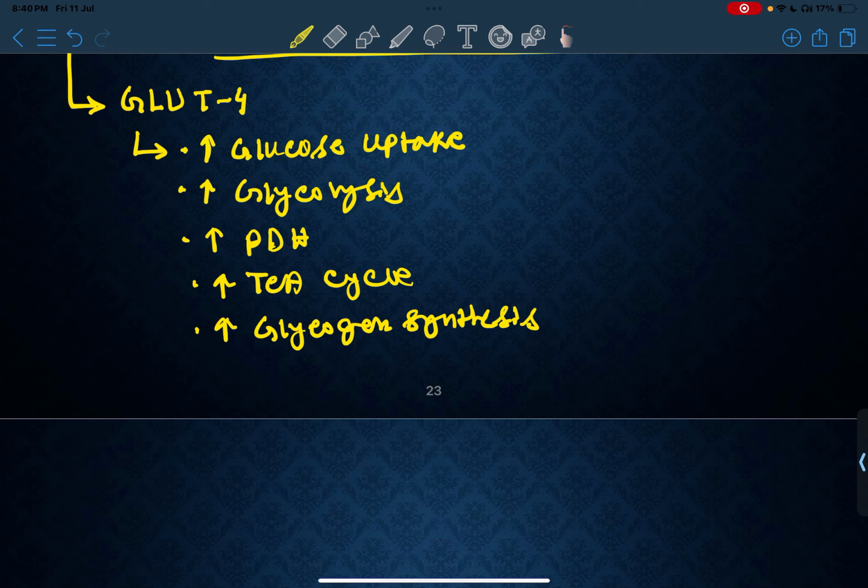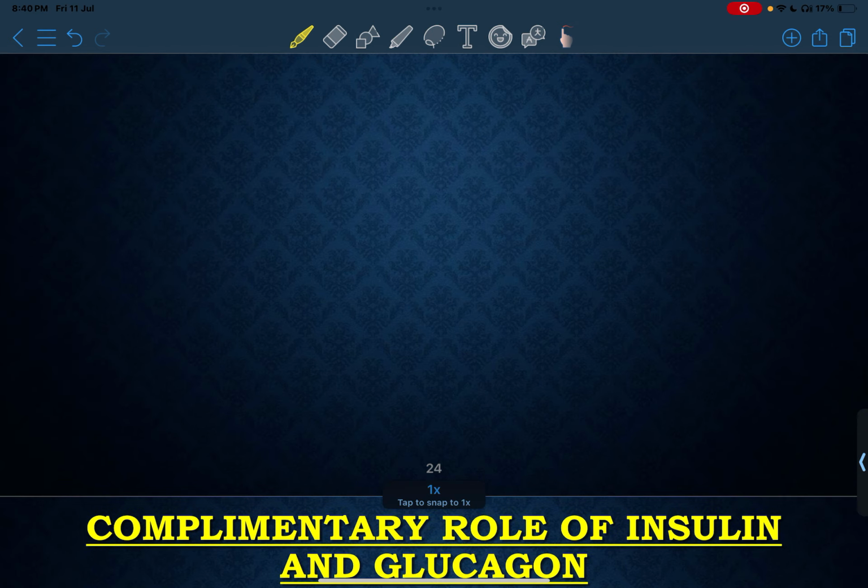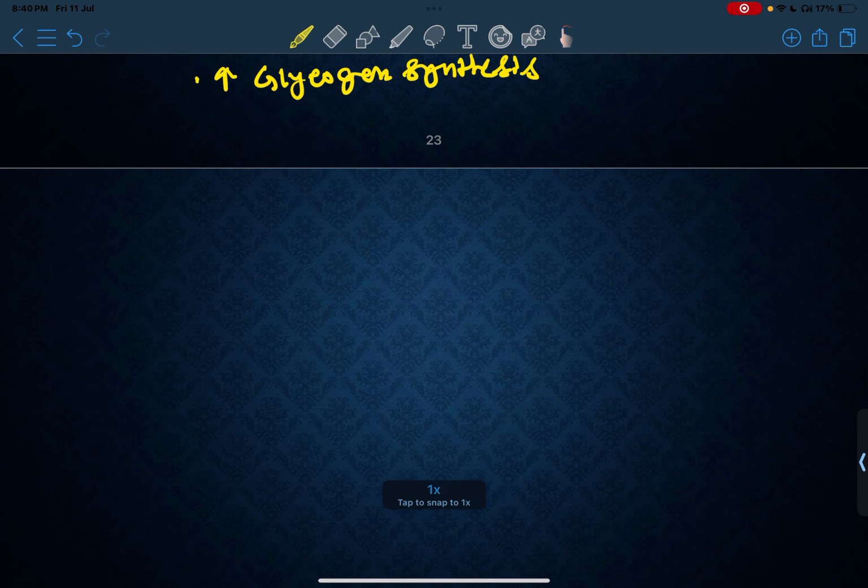So lastly, we'll see the fasting stage. We have already discussed what is happening when the blood glucose level increases, and how the adipose tissue, liver, and skeletal muscle are handling the glucose. So in the case of decrease in blood glucose level, exactly the opposite thing will happen. So we'll see it in brief. So you can just relate the things.